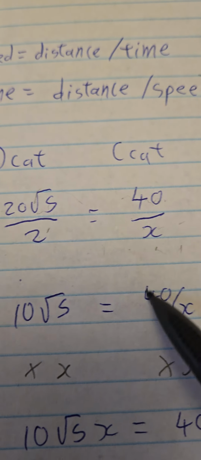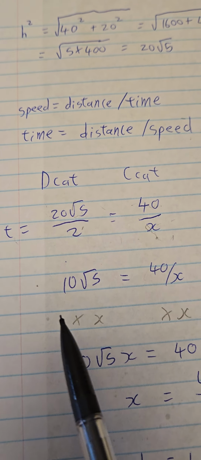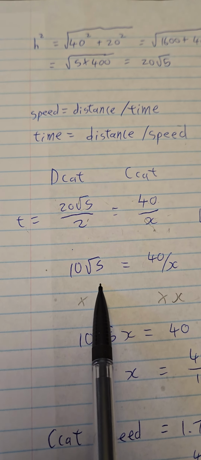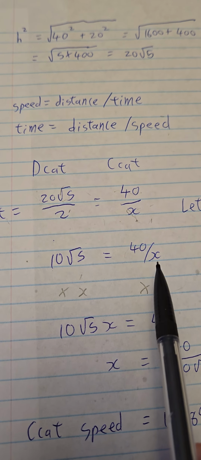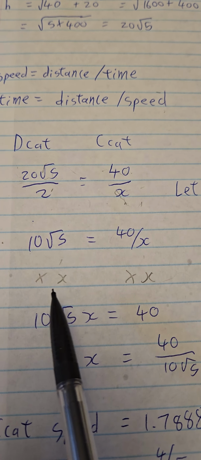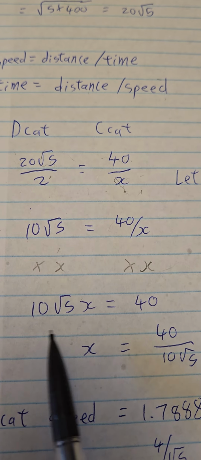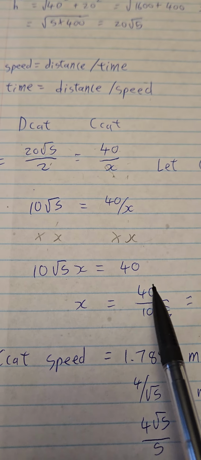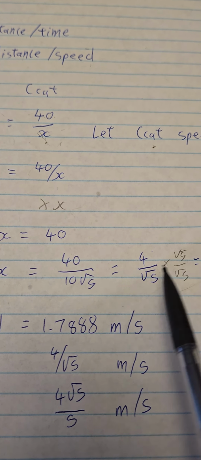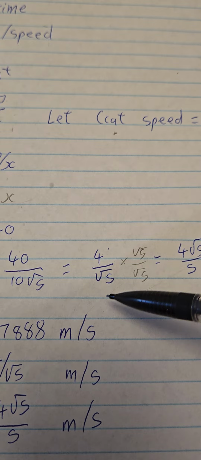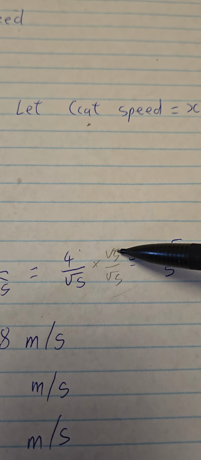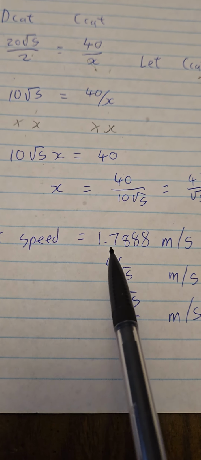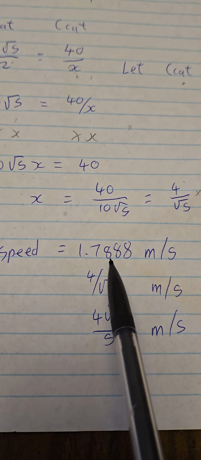All right, so all we have to do now is calculate x. And what we can see immediately is 20 root 5 divided by 2 is 10 root 5. So we've got 10 root 5 equals 40 divided by x. It's an equation. What we do to one side, we do to the other. We multiply each side by x. We've got 10 root 5 times x equals 40. So x equals 40 divided by 10 root 5. We divide top and bottom by 10. We get 4 over root 5. And we can multiply top and bottom by root 5. And we get 4 root 5 over 5. And if we punch it into a calculator, it's 1.7888.